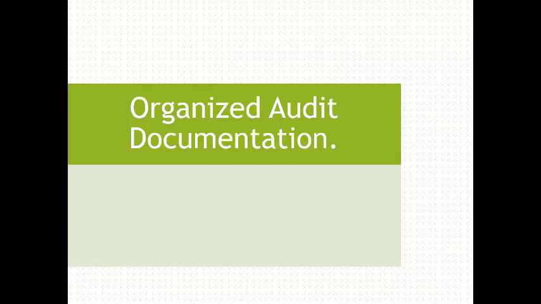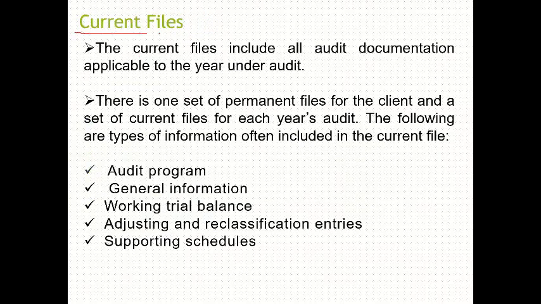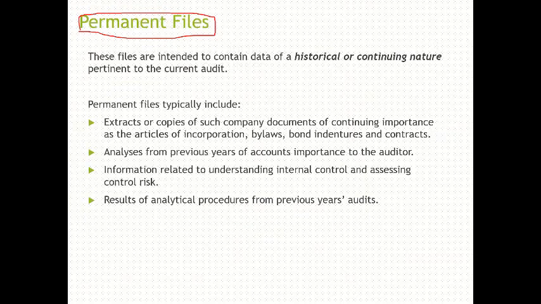The organized audit documentation will include mainly two main files, something we call the permanent files and the current files. What will be included in the permanent file and what will be included in the current file? The permanent file has information of a historical or continuing nature, meaning something that will be kept in the file for a long period of time.